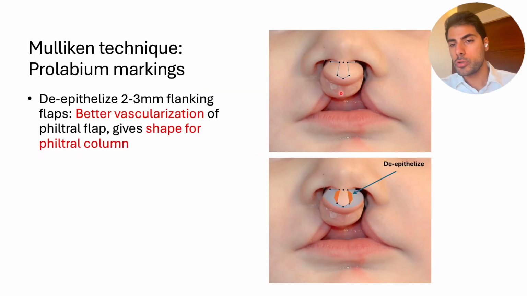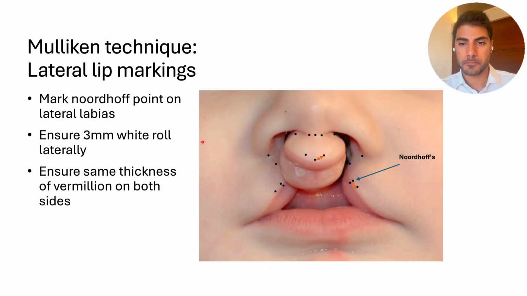It's important to note also, this will be the skin of the middle philtrum, but we do not really discard all of this away. What we do is we keep 2 to 3 millimeters of dermis, so we only deepithelialize it up to 2 to 3 millimeters right here in order to have better vascularization, and also this thicker part, which is the dermis, will recreate the philtral column. Now we finished with the markings in the middle.